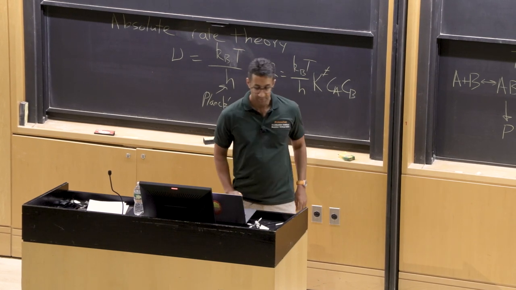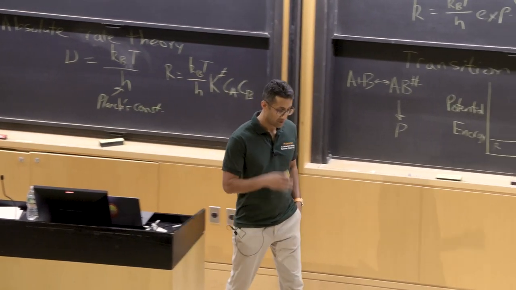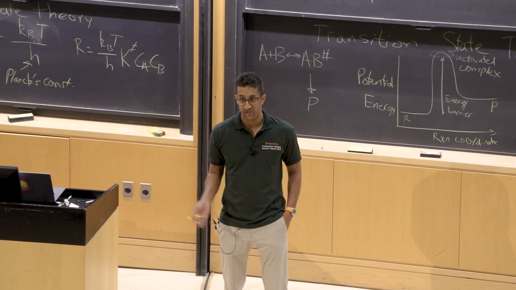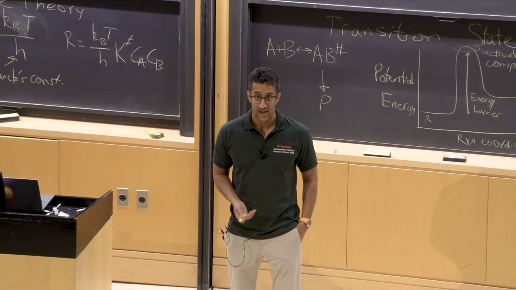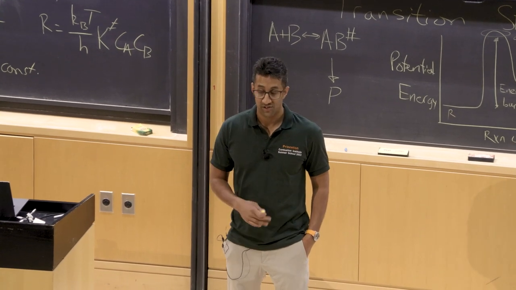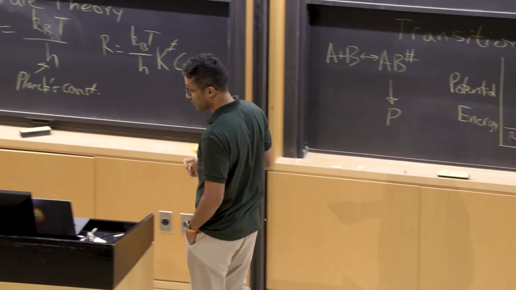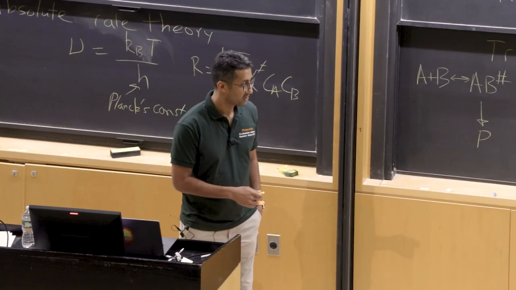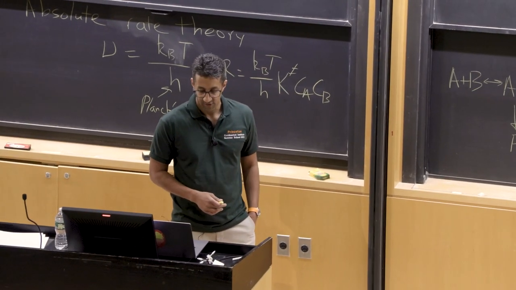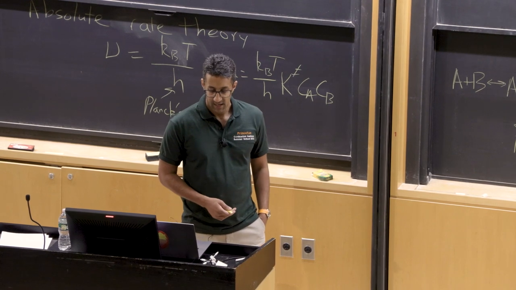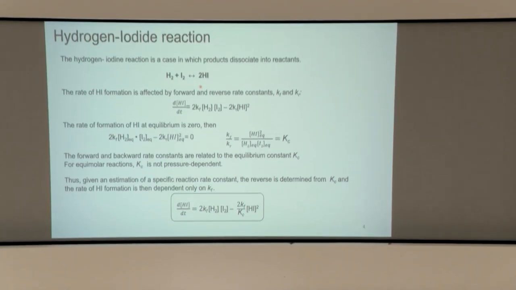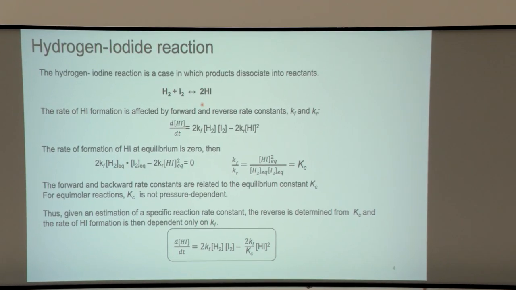Okay, so we're going to go much more today into detailed reaction mechanisms, different types of initiation reactions, free radical propagation and branching reactions, and termination. But first, let's look at a very simple reaction scheme between two molecules, hydrogen and iodine. So the hydrogen-iodine reaction. Now, this is a very straightforward reaction. You take hydrogen and iodine, and it's a reversible reaction. You make hydrogen iodide, 2 moles of it.